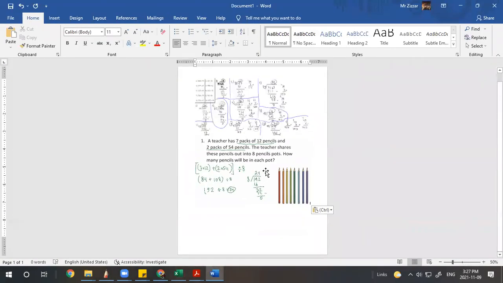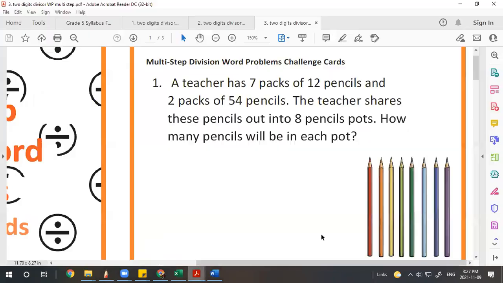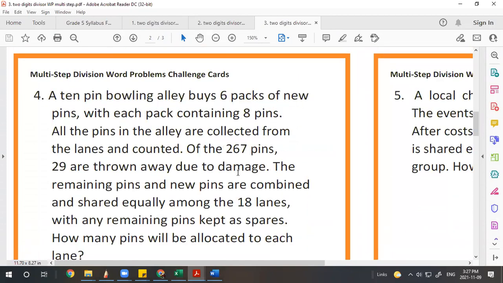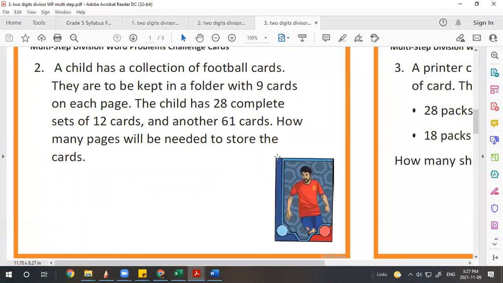Next, let's try to do the next question. We have number 2 here. A child has a collection of football cards. They are to be kept in a folder with 9 cards on each page. The child has 28 complete sets of 12 cards and another 61 cards. How many pages will be needed to store the cards?